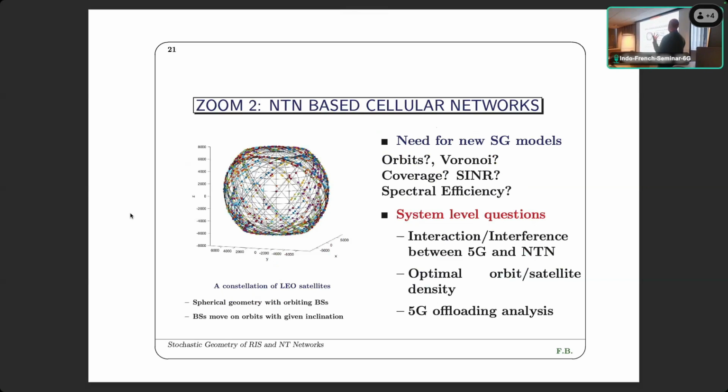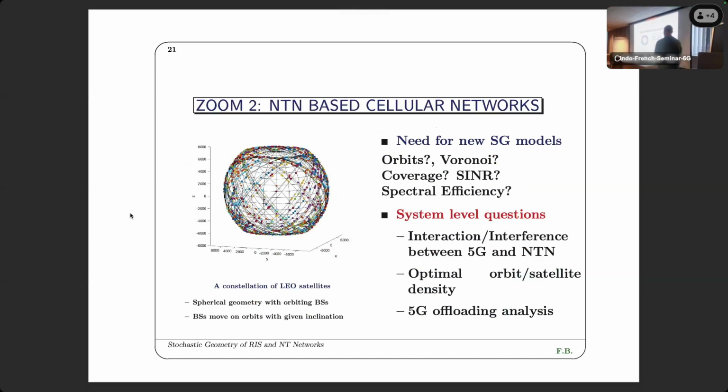So it's completely new geometry. And there is a need. We started investigating putting random geometry on orbits. What is a random orbit? What is the Voronoi cell when the base stations are in the sky? Can we get the coverage? Can we get the signal? Can we assess spectral efficiency and things like that?